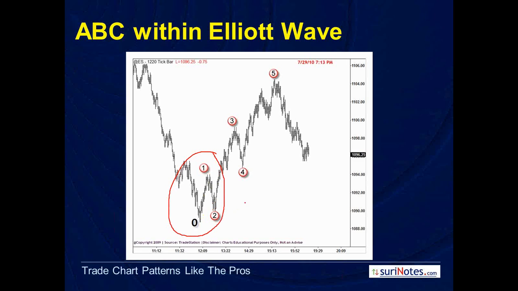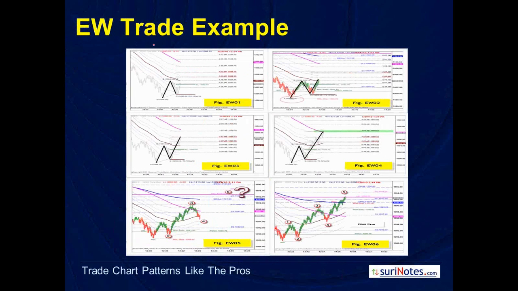In this is the 0, 1, 2, and then you can also look at this 2, 3, 4 as also another ABC, you can also detect that too. So that's how this is traded as an example. The Elliott wave trade itself is how it was captured.